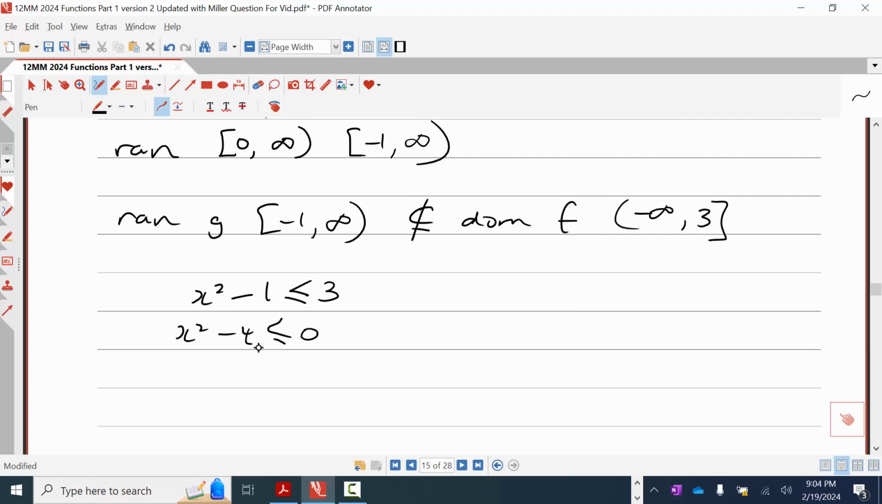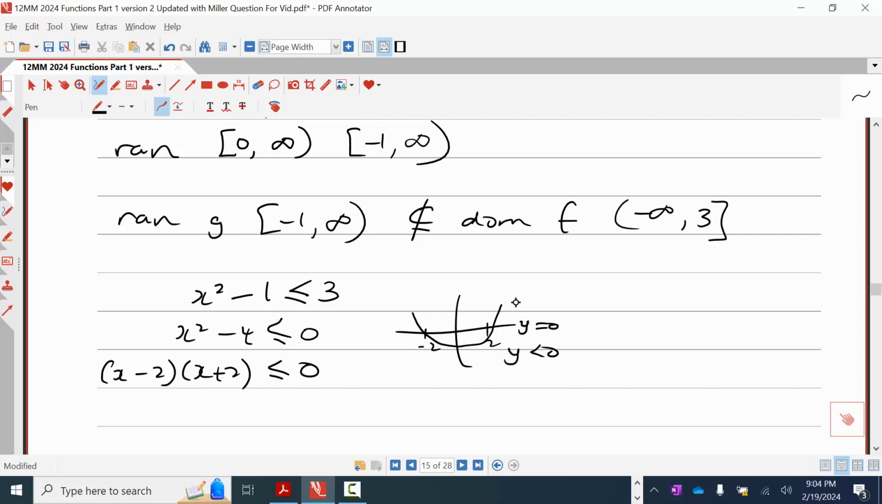Now what I'm going to do is factorize that and sketch the inequality. Right, and what we can see here is it's less than 0 between these two values here. This is when y values are less than 0. This is when y is equal to 0. This is when y is greater than 0. So it's this part here that I'm interested in. I'm going to highlight that.